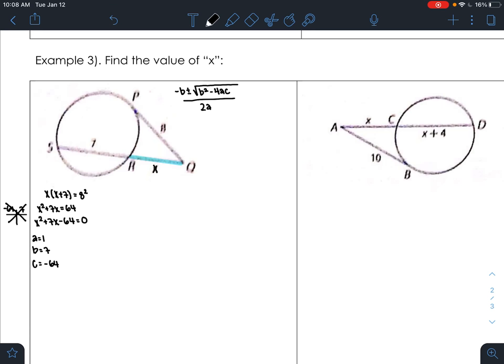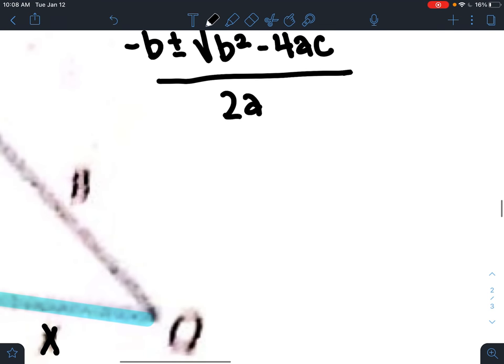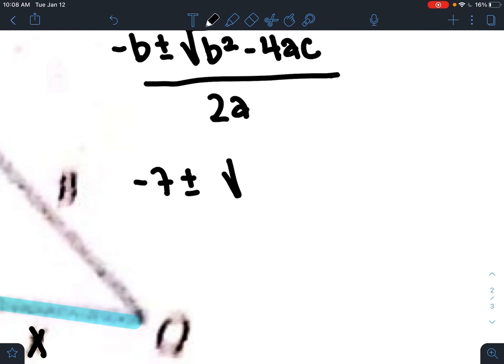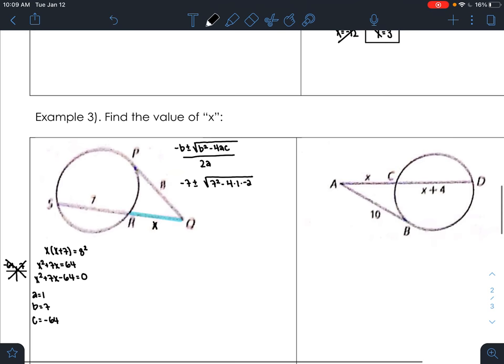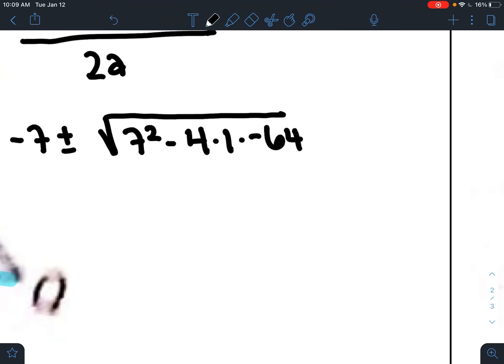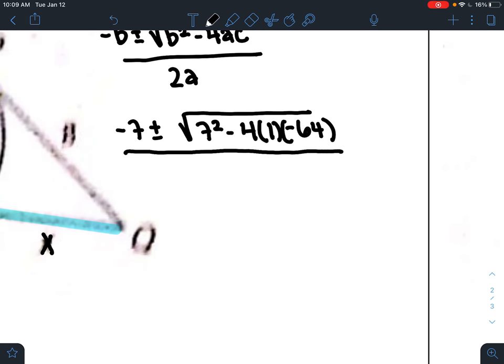And again, if this is too fast, I have an entire video that's describing how to do this. But what I'm going to get is the opposite of 7, so negative 7 plus or minus the square root of 7 squared minus 4 times 1 times a negative 64. And I actually don't like how I wrote this. I'm going to get rid of these times, and I'm going to put parentheses in there. All over 2 times 1.